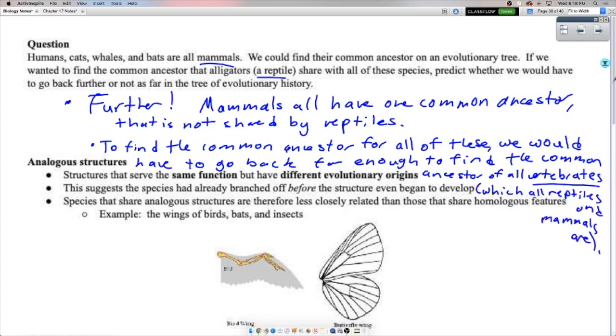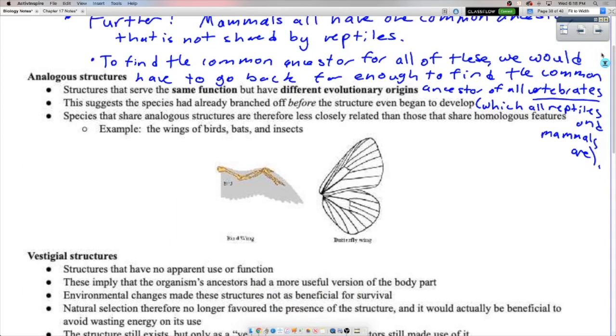Okay, analogous structures. So analogous structures show that they're not that closely related. So these are structures that serve the same function but have a different evolutionary origin. So why does it show they're not as closely related? Well, it suggests that they evolved separately and then developed that kind of feature separately. Their common ancestor didn't already have it.